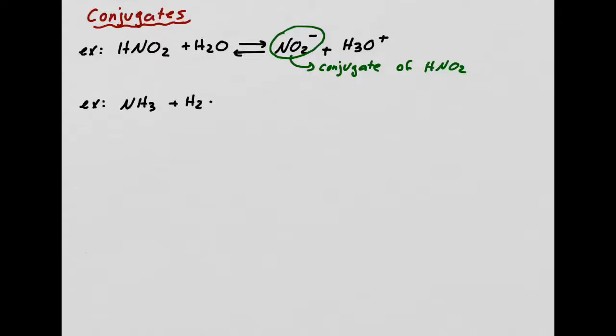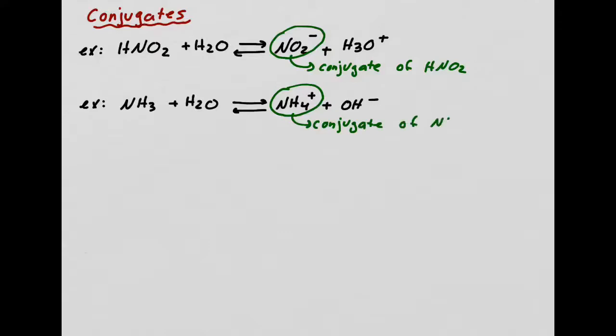Ammonia plus water. So ammonia is a weak base, right? So we have a base. If this is a base, that means the water is going to be the acid. Okay, write the product for me. The base is going to get a hydrogen. The acid is going to lose a hydrogen. So it's going to be ammonium plus OH minus. Okay. Now in here, ammonium is the conjugate of ammonia.